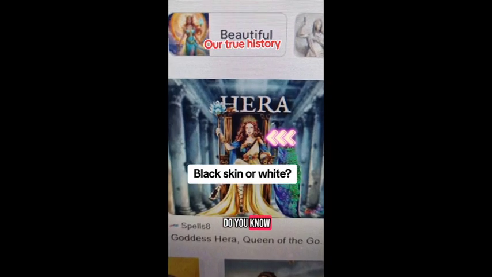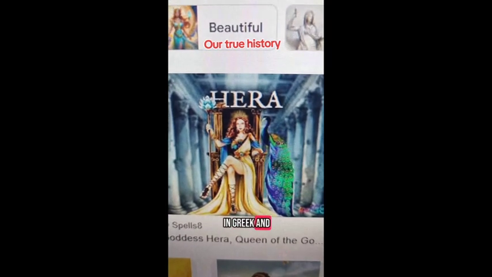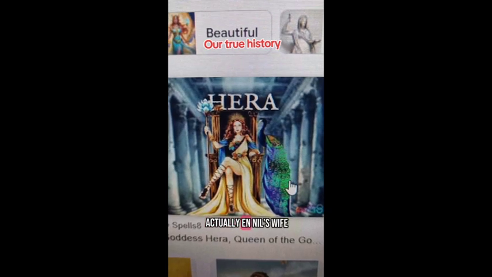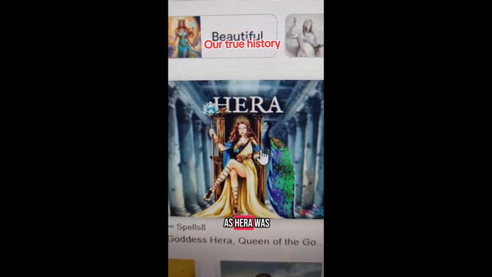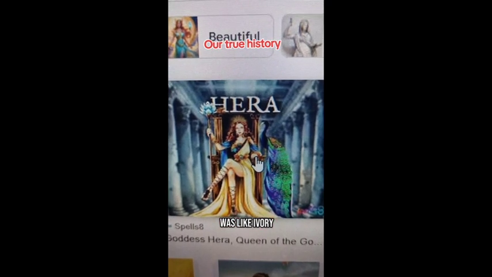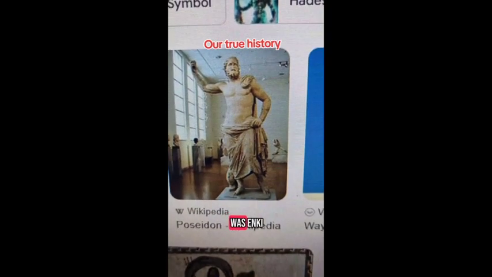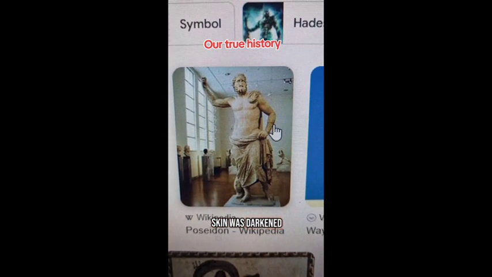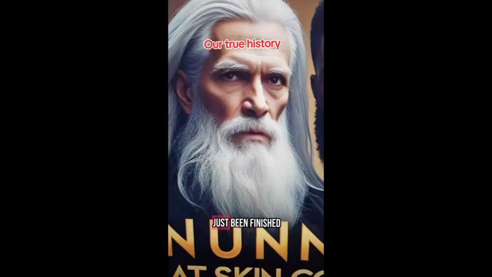Seriously. Do you know that the Anunnaki, the gods that created us, are the same gods in Greek and Norse and Roman gods? And Hera was actually Enlil's wife, called Ninlil. And her description as Hera was that her skin was like ivory. Hang on, and Poseidon, which we know was Enki, his description as Poseidon was his skin was darkened by the sun. And that all leads on to this amazing documentary that's just been finished called Anunnaki, What Skin Colour?